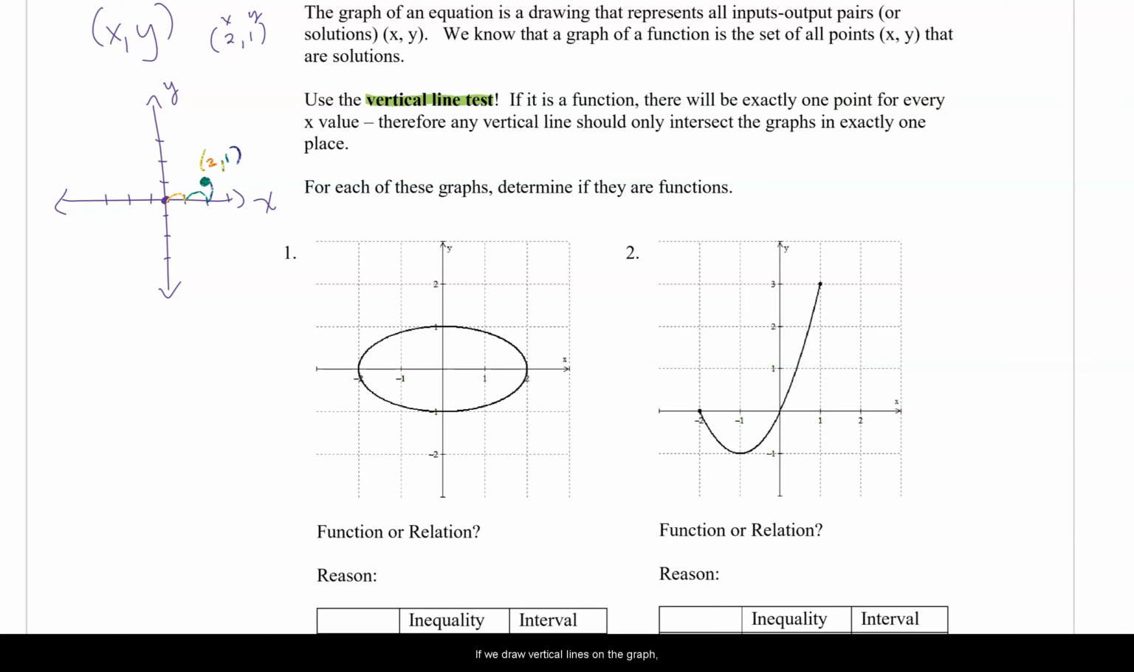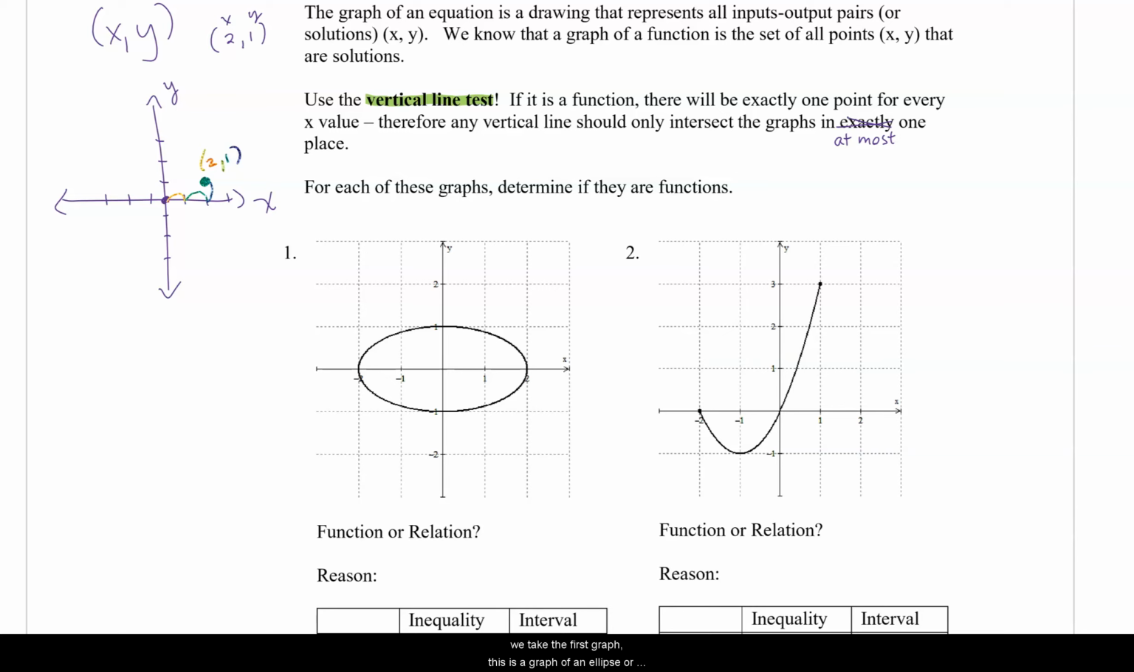If we draw vertical lines on the graph, those vertical lines should only intersect the graph in at most one place. I'm going to change this wording for now. Not exactly one place, but at most one place. We could have a situation where they don't intersect the graph at all, and you'll see that in just a moment. As an example, we take the first graph.